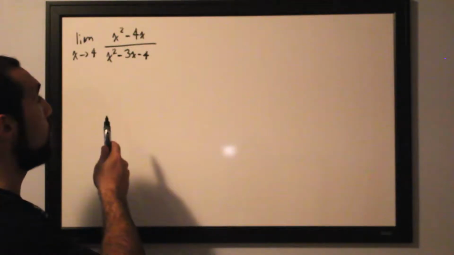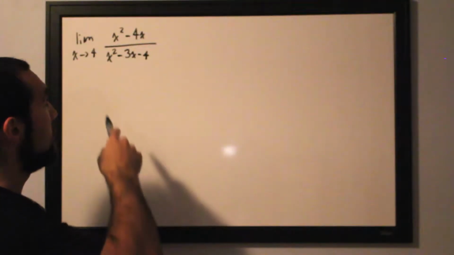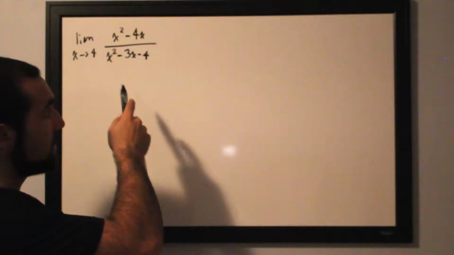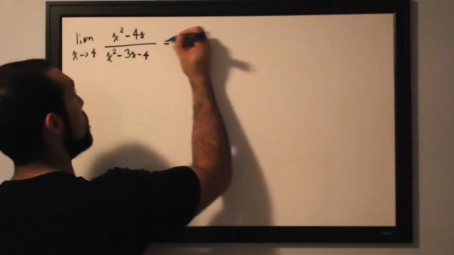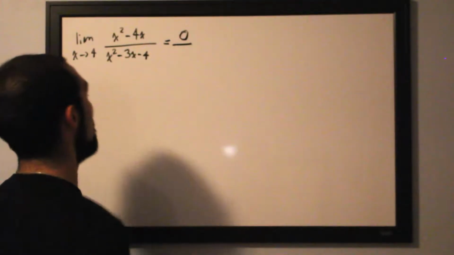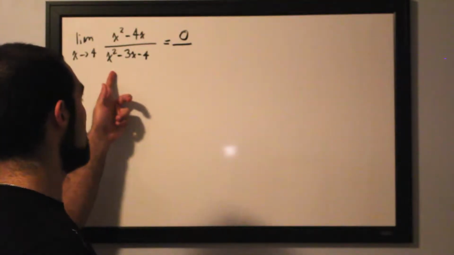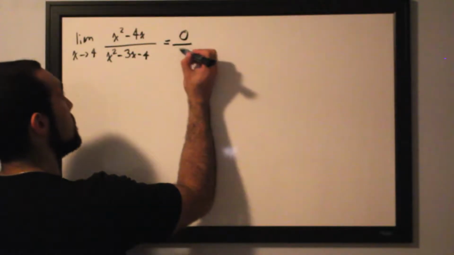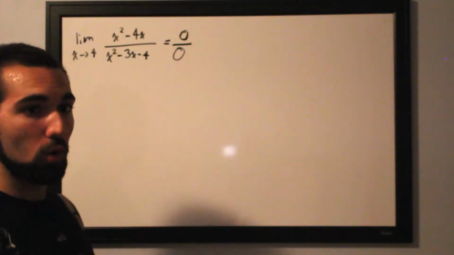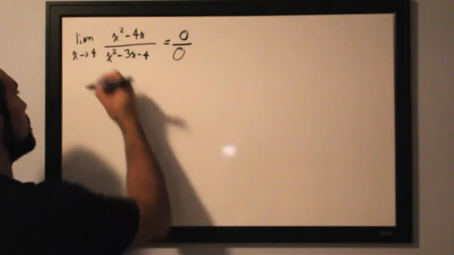If we try plugging 4 into the numerator, we would get 4 squared, which is equal to 16, minus 4 times 4, which is also 16, so 0 in the numerator. And in the denominator we have 4 squared is 16, minus 3 times 4 is 12, minus 4. We have 0 in the denominator, indeterminate form. We carry on with our manipulations.